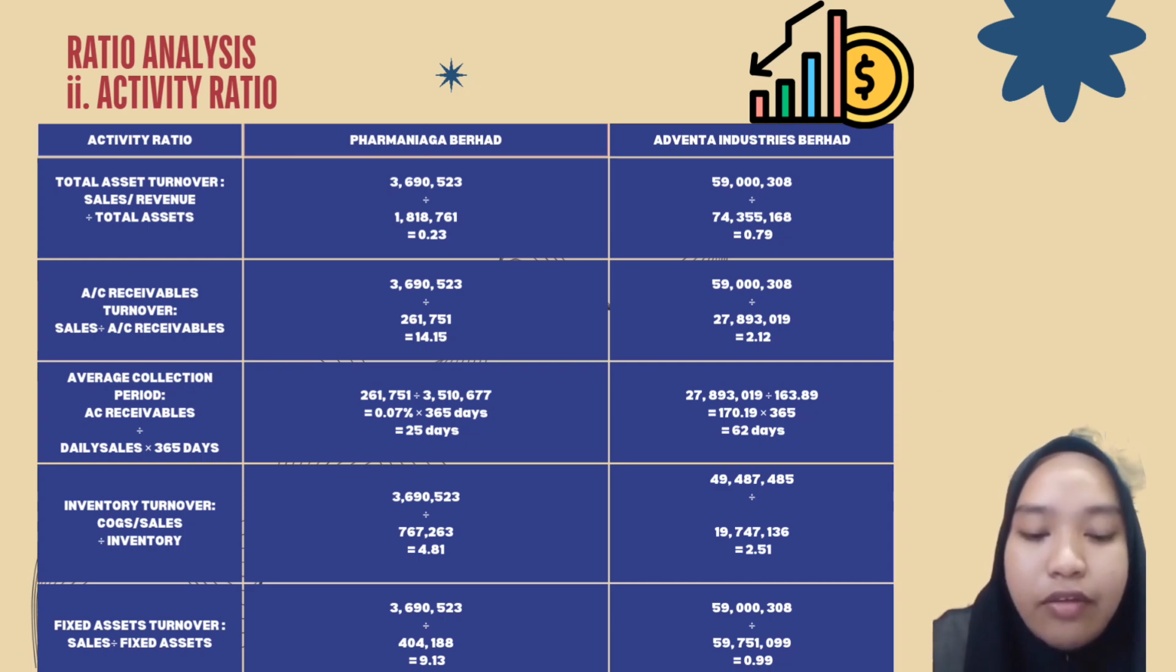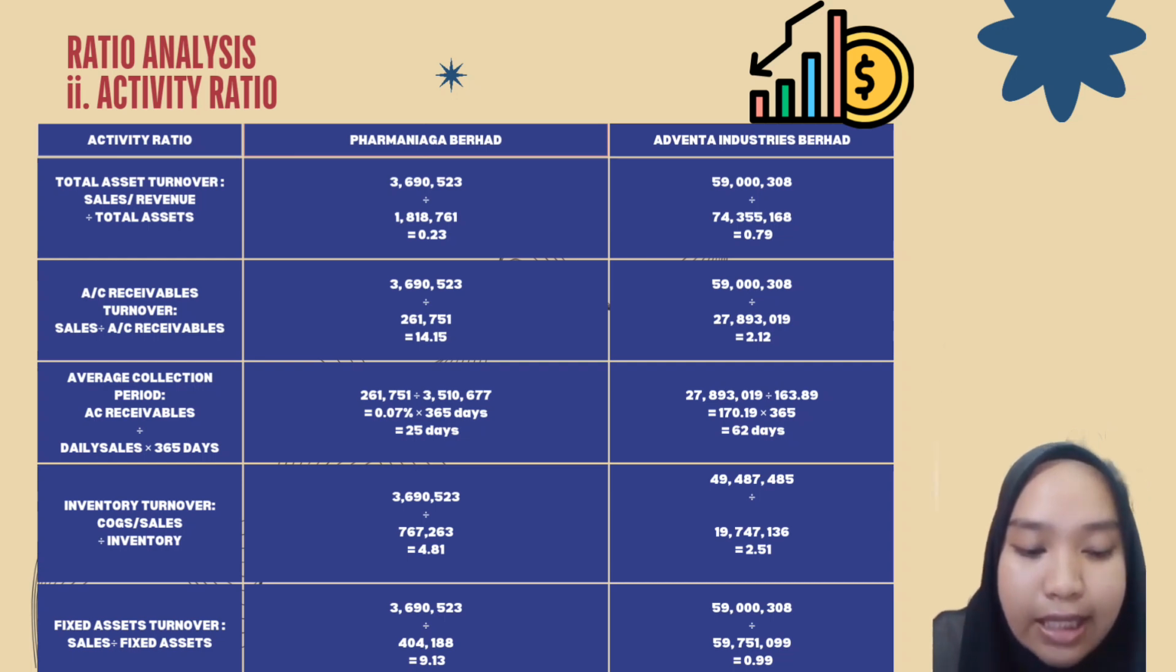Average collection period for Niaga Berhad was increased from 25 days to 62 days for Avanta Industries Berhad. Inventory turnover for Niaga Berhad was decreased from 4.81 to 2.51 for Avanta Industries Berhad. Fixed asset turnover for Niaga Berhad was decreased from 9.13 to 0.99 for Avanta Industries Berhad.